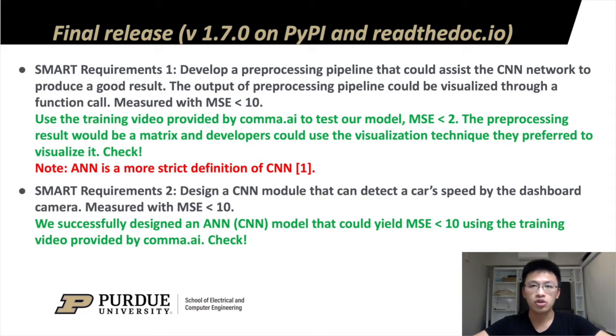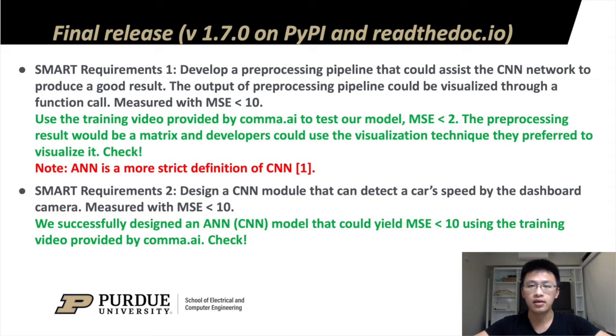The ANN model generated from our library successfully achieved a mean square error less than 2. It means that the speed of the car we detected using our library is only plus or minus 2 km per hour away from the true speed. We also output the velocity metrics from the preprocessing function so that the user could, based on their need, visualize the result.